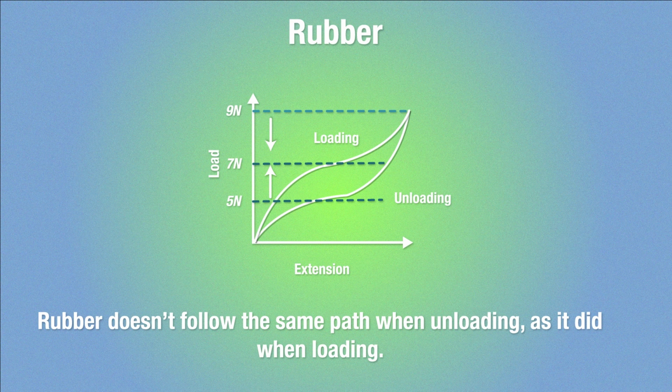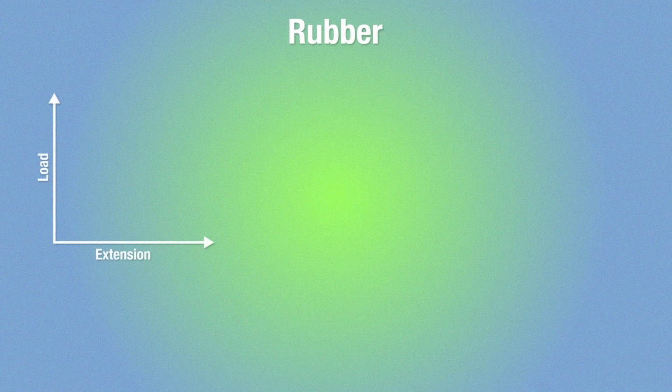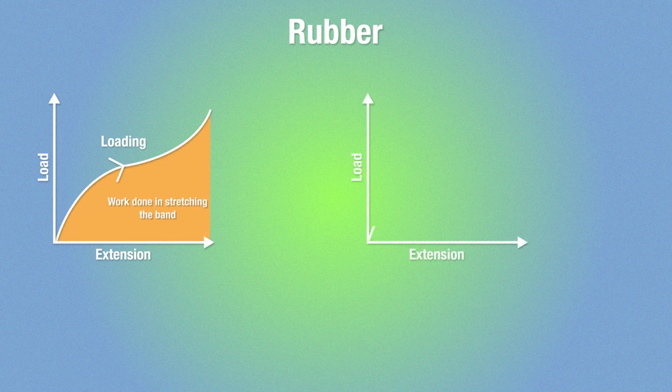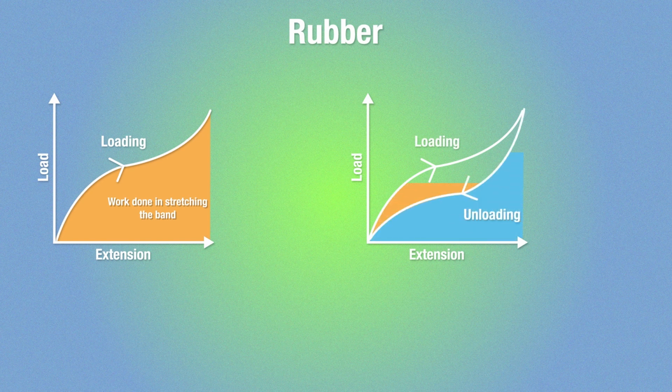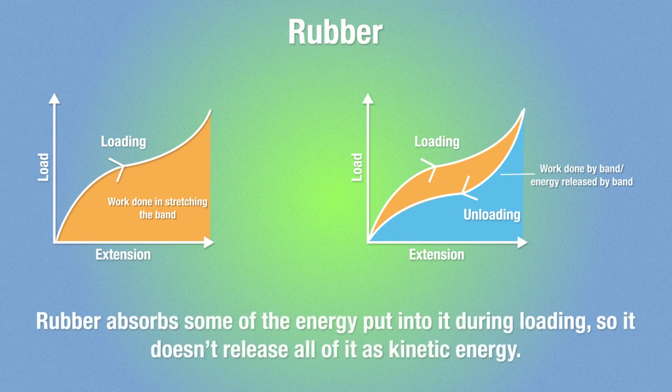You'll see that the two bands are not stretched equally, even though they both carry the same weight of 7 newtons. And this happens even if you stay within the rubber band's elastic limit. This difference is because the rubber band releases less energy than what was used to make it stretch. That is, energy gained while loading will always be more than energy released when unloading. And this is true even though the rubber band comes back to its original shape.